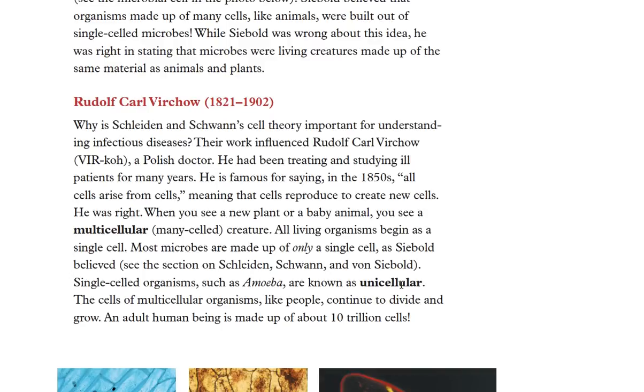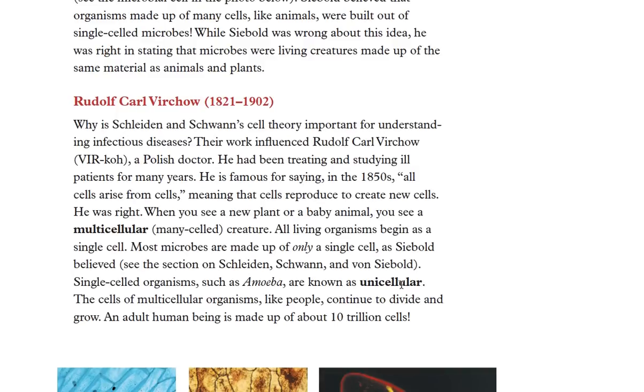Why is Schleiden and Schwann's cell theory important for understanding infectious diseases? Their work influenced Rudolf Karl Virchow, a Polish doctor. He had been treating and studying ill patients for many years. He is famous for saying in the 1850s, all cells arise from cells, meaning that cells reproduce to create new cells. He was right. When you see a new plant or baby animal, you see a multicellular creature. All living organisms begin as a single cell. Most microbes are made up of only a single cell, as Siebold believed.